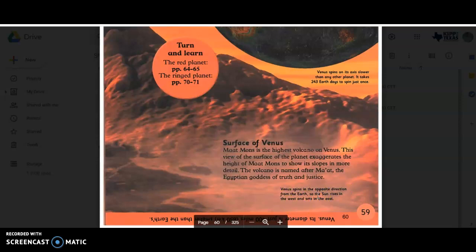That is the end of page 59. I want you to go back and answer the questions that follow, and then we'll continue on with our reading lesson.